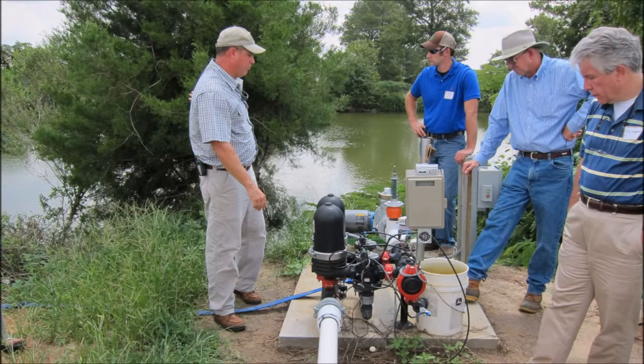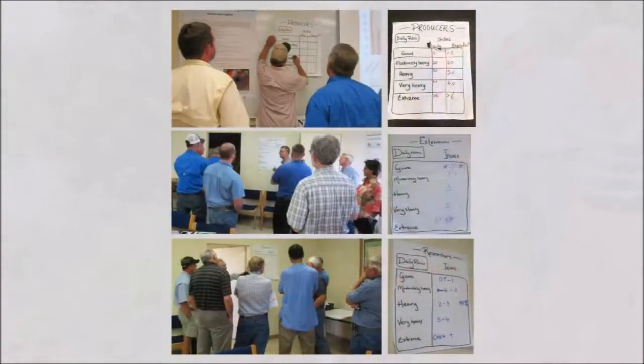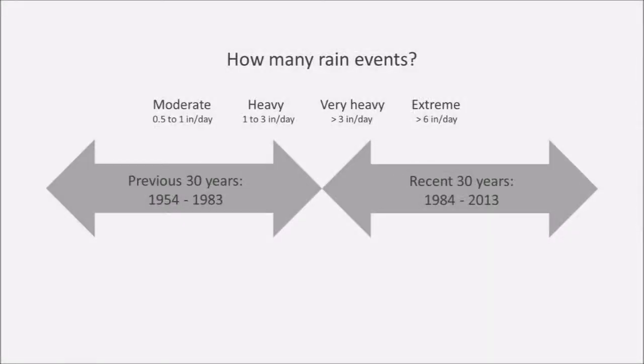The way this fixed threshold approach works is that the number of rain events above a certain threshold, for example more than 6 inches per day, is counted each year at each monitoring location or weather station. In our study, we chose to compare 2 30-year periods, so we looked at the number of rain events in each of our 4 categories in the last 30 years, 1984 to 2013, to the numbers of rain events in the 30 years before that, 1954 to 1983.